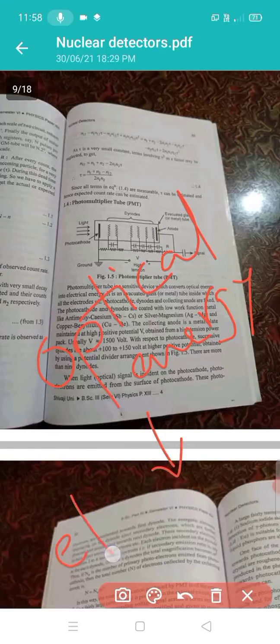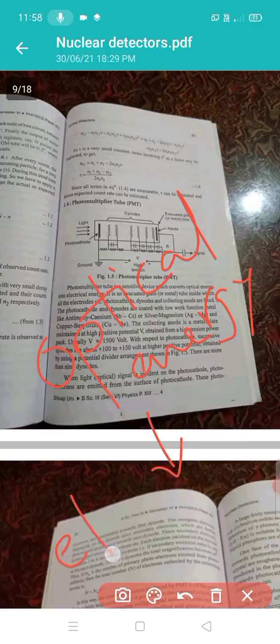Here in the diagram we have a photomultiplier tube, the construction of the photomultiplier tube. See, there are the photocathode, dynodes, and here the anode. These electrodes are fixed inside the evacuated glass. The photocathode, dynodes and collecting anode are fixed inside the evacuated glass or metal tube.